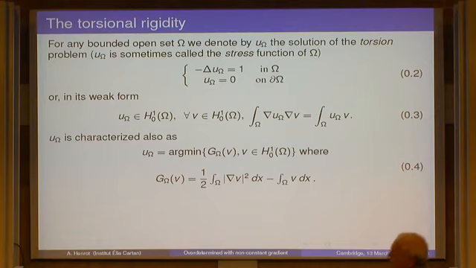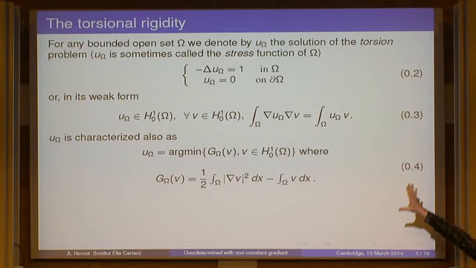Which can be defined for any domain omega, and there are several variational formulations to define this u omega. You can see it either as a solution of the variational problem, integral of grad u, grad v equals integral of uv, for any function v in the Sobolev space H10, the set of functions in H1 which vanish on the boundary, in the sense of the trace, for example.